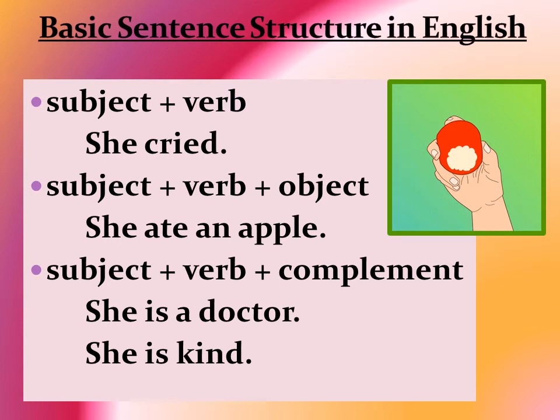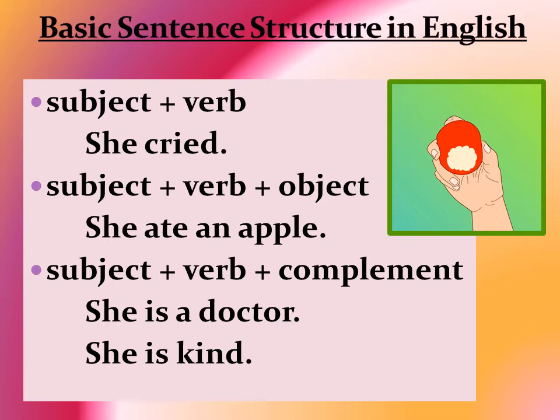What that means is when we have something that comes after the verb that is not an object, such as in the sentence, she is a doctor. Doctor is not the object of is. It's something that complements, that describes the subject she. And we have she is kind. Kind is an adjective that describes she, so it complements or completes the subject. It is not an object.